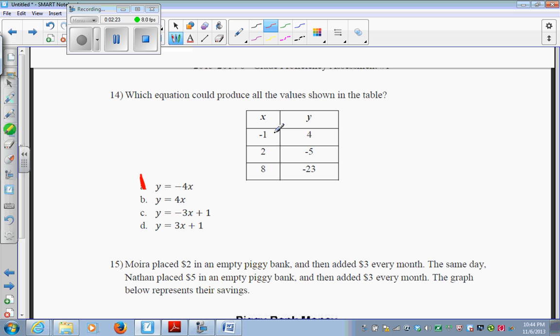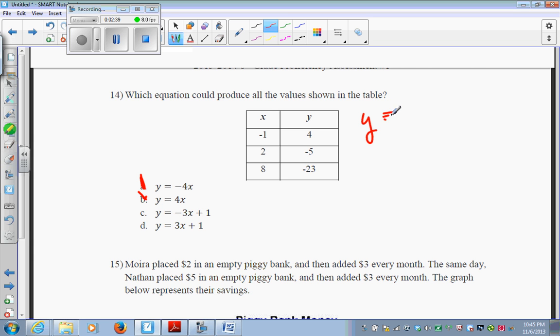Let's try a positive 4 because this says that 4 times your x values will give you your y. So negative 1 times 4 gives you a positive 4? Nope. So this one isn't right. The others require a little bit more room, so I'm going to put them over here to the side.